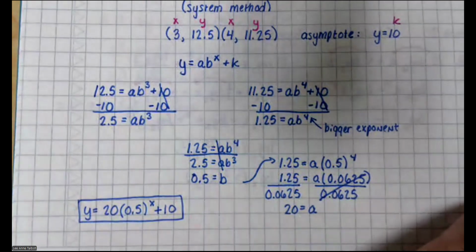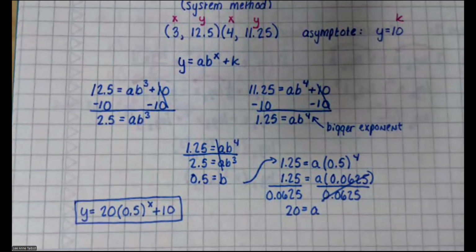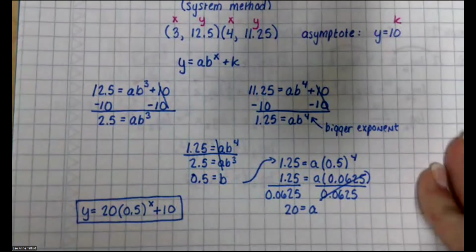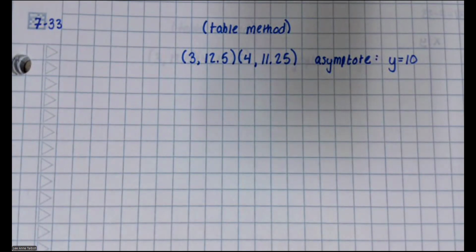For Math 3, I don't care. You can do either one. Okay, so that's the system method. That's done. Complete. Now we're going to do the same exact problem with the table method. Same number, same everything.